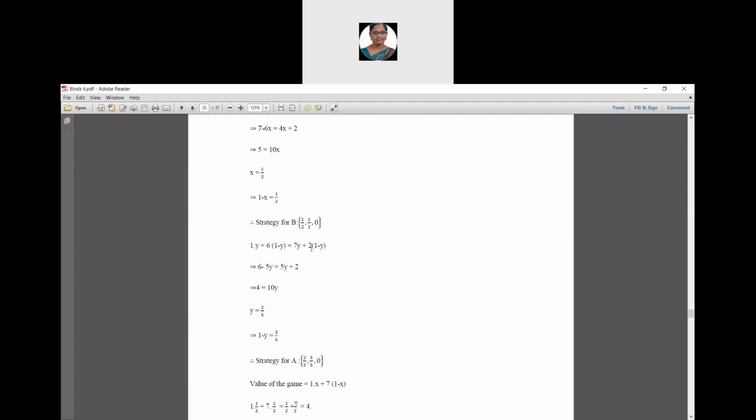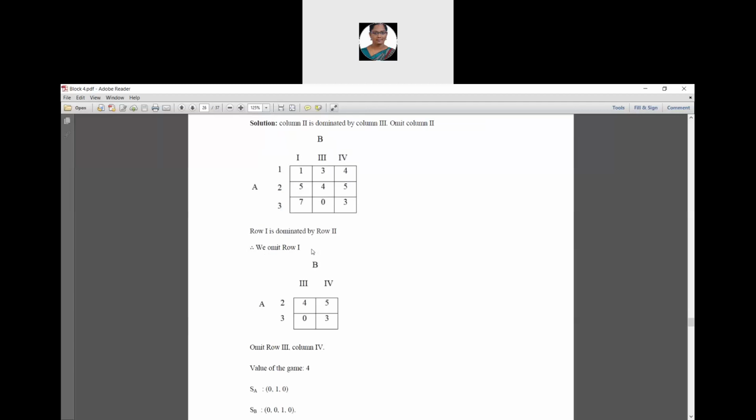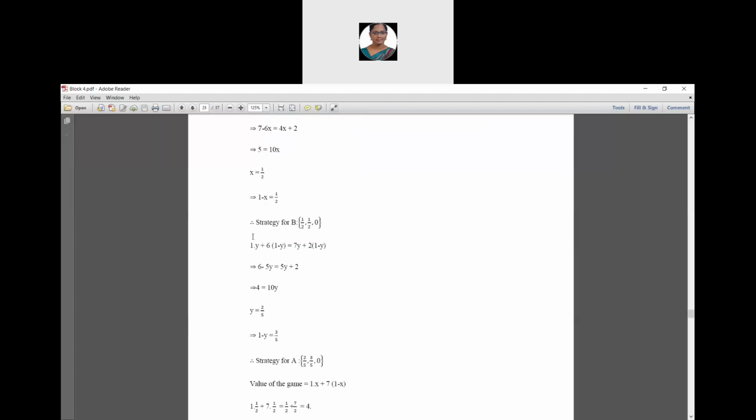Okay. Then 1 into y plus 6 times of 1 minus y equal to 7y plus 2 times of 1 minus y. Therefore, 6 minus 5y equal to 5y plus 2. y is equal to 2 by 5. Then 1 minus y equal to 3 by 5. Therefore, strategy for A is 2 by 5, 3 by 5 and 0.